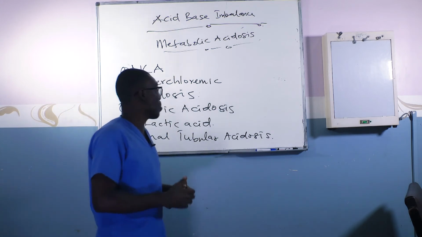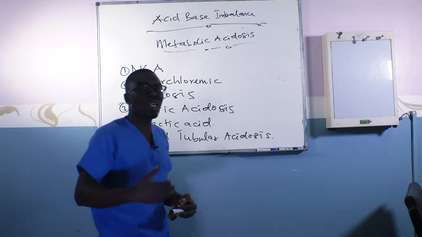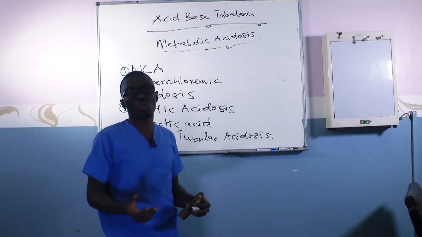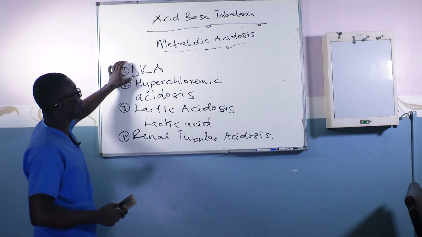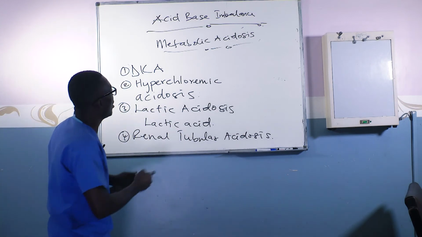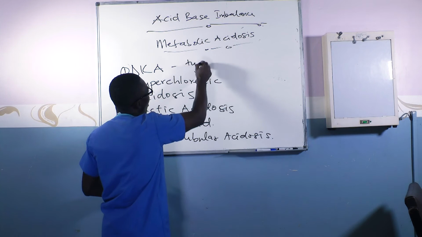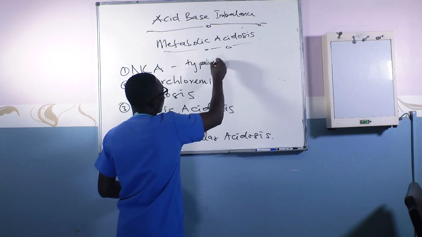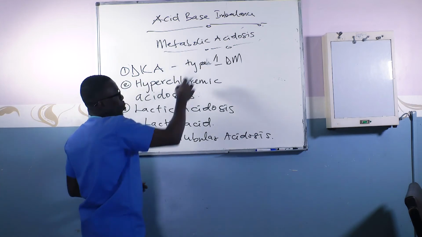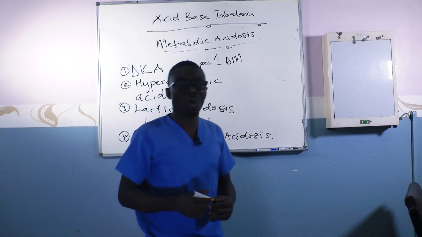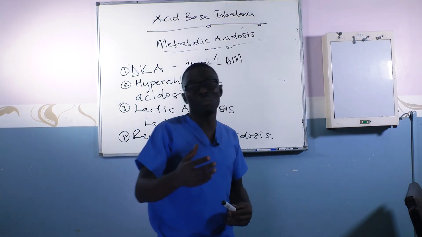So we are saying that metabolic acidosis occurs when the cause of acidosis is as a result of what? A metabolic condition. And to be specific, we made mention of DKA, and we are saying that DKA mostly occurs in what? Type 1 diabetes what? Mellitus. Okay. Type 1 is also known as what? Juvenile diabetes or insulin-dependent diabetes mellitus.